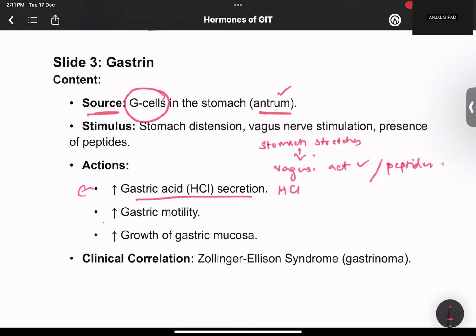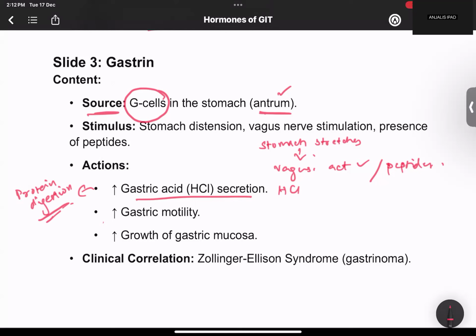So the first action is increasing gastric acid, that is HCl, secretion, which is crucial for protein digestion.